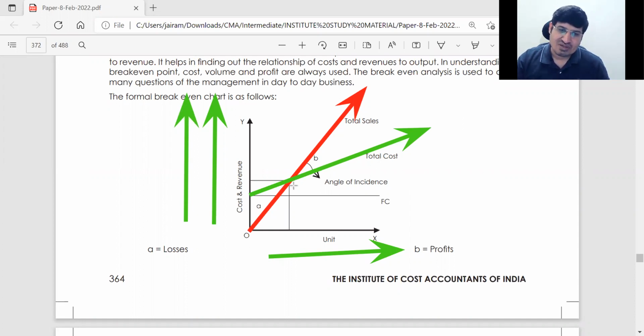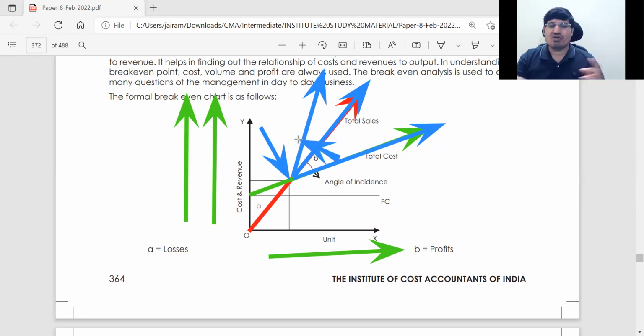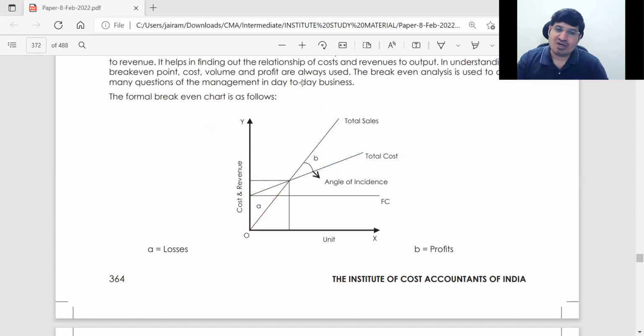Here, see, when the total sales line and total cost line cut each other, this point represents the break-even point, because at this point cost is the same and revenue is also the same. So when they intersect, that point is your break-even point. And after intersecting, they are making an angle here. If you see from here till here, this is an angle. This angle is called the angle of incidence, and the bigger the angle is, the more the profitability level. That is, your PV ratio will become more and more when the angle becomes more and more. So this is called your simple break-even chart.